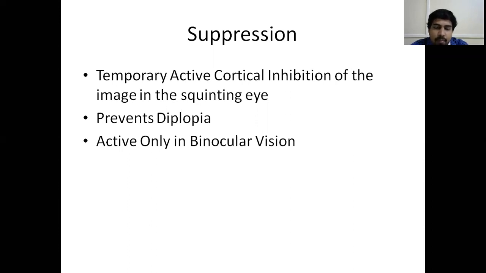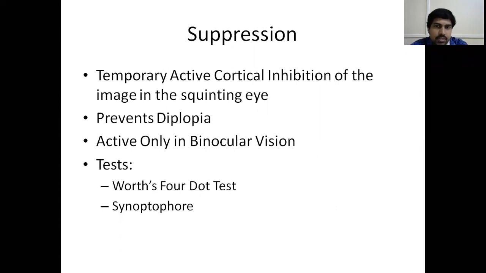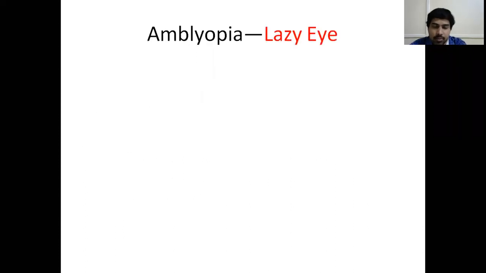Suppose one eye is totally blind and it is squinting, then there is no suppression, because the eye is already blind and the brain need not inhibit it. Only if both eyes are functioning and seeing two different images, then to avoid double vision and confusion, suppression comes. To test suppression, binocular vision or diplopia, we use the Worth's 4-dot test or the Synoptophore. So that is about suppression.